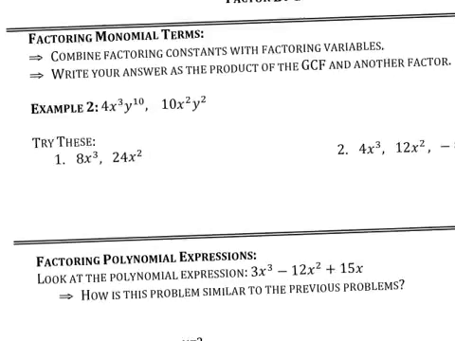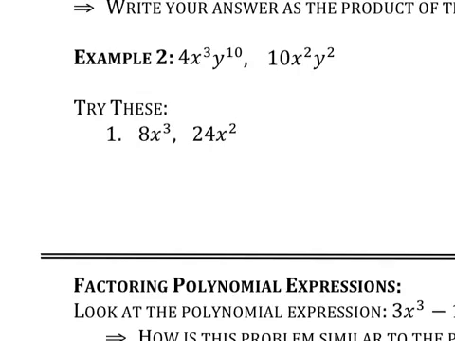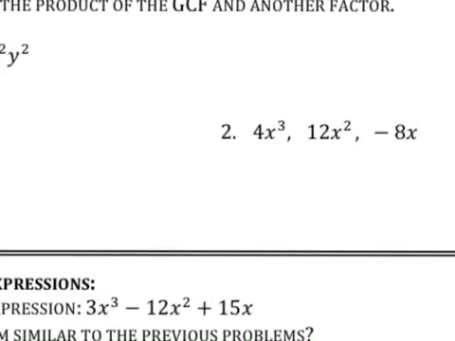8. Good. So I take an 8 out, and then out of x to the third and x to the second, what's the biggest number of x's I can take out? 2 x's, x squared. So 8x squared would be my GCF. Okay, Try These number 2.